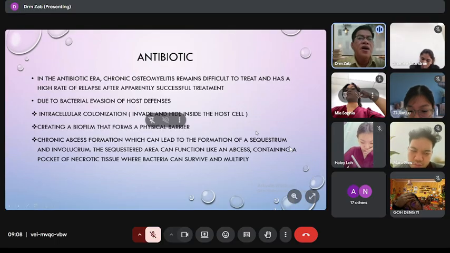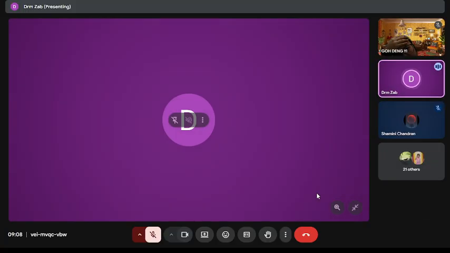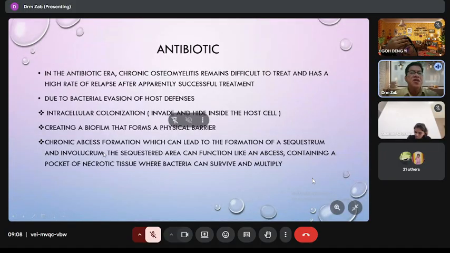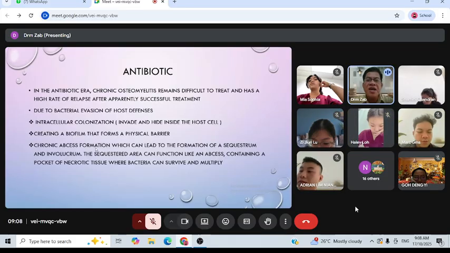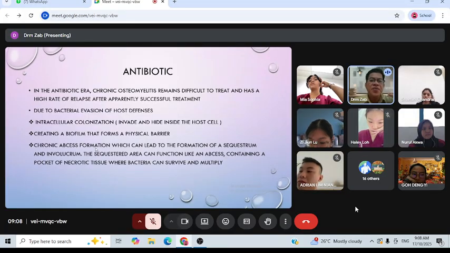So, in the acute or chronic suppurative osteomyelitis, there will be abscess formation. So, in the abscess, you may have sequestrum. So, bacteria can hide themselves in the sequestrum, and then this sequestrum will be surrounded by involucrum, right?